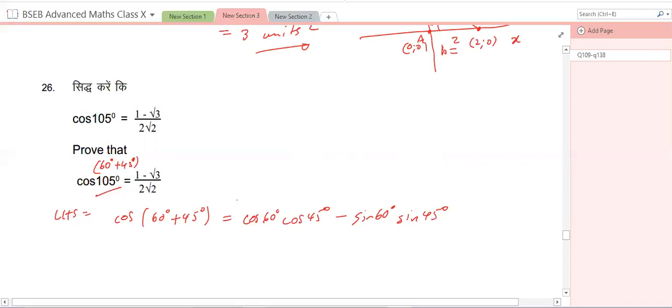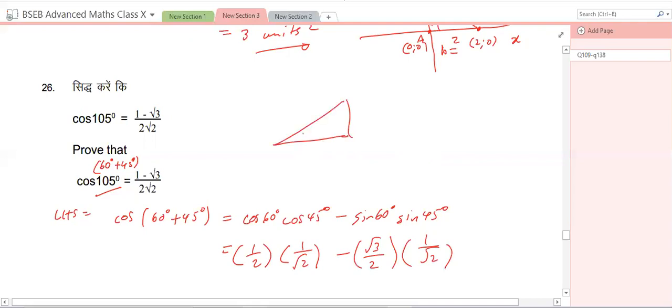Now, what is cos 60 from special angles? Cos of 60 is half. Cos of 45 is 1 over root 2. Subtract sine 60, which is root 3 over 2, and sine 45 is 1 over root 2. It will be good to draw the two triangles that we're looking at, which is 45 degrees and 60 degrees, right? The two triangles we are looking at.